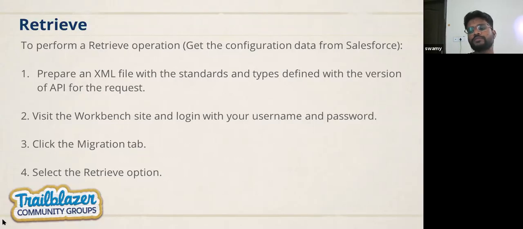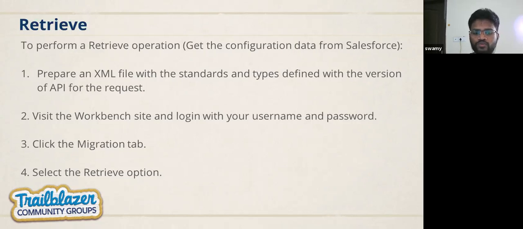To perform the retrieve operation, what is a retrieve operation? It is just like the outbound change set. You have to create an outbound change set in your org first. You have to manually select all the customizations that you are sending, the various components. Then you will prepare that XML file with standards and types defined with the version of the API. That will be done automatically when you click on the retrieve button.